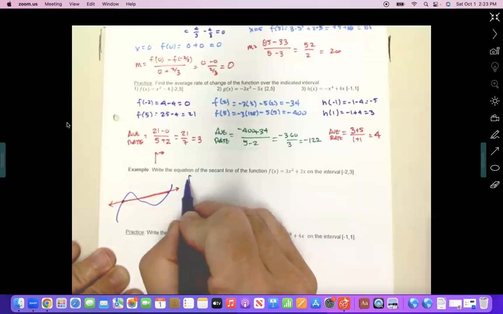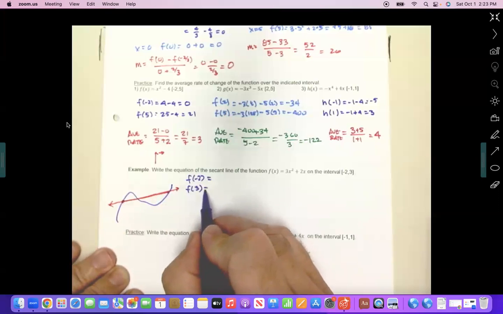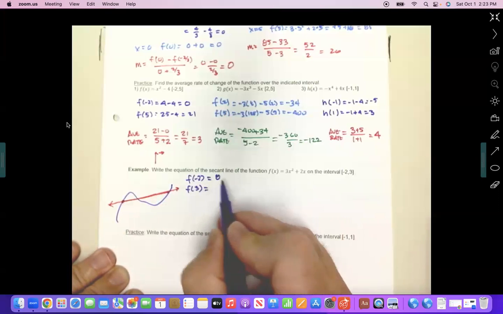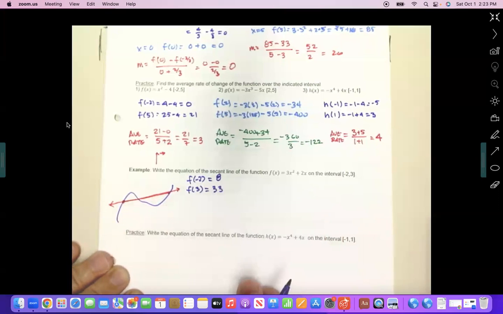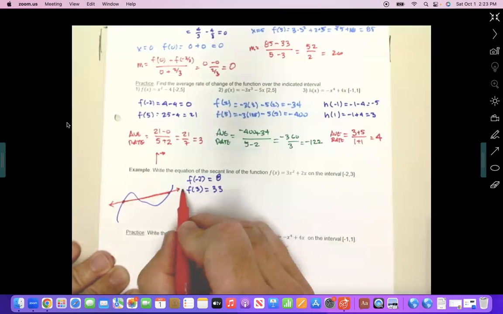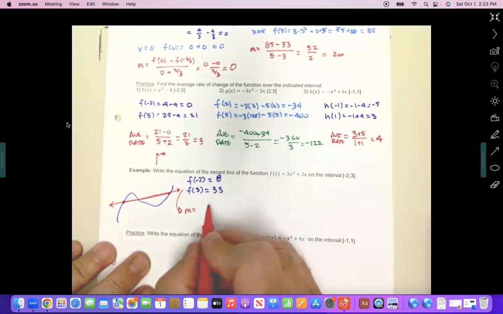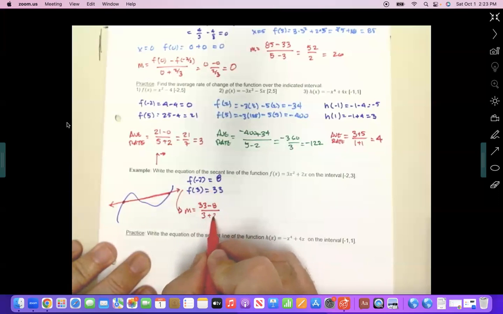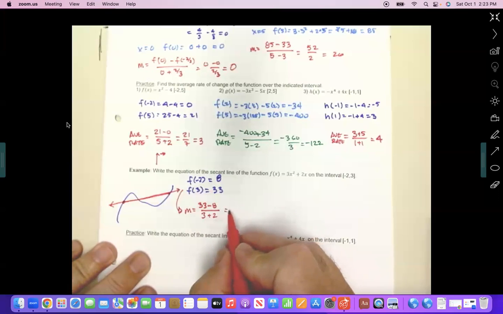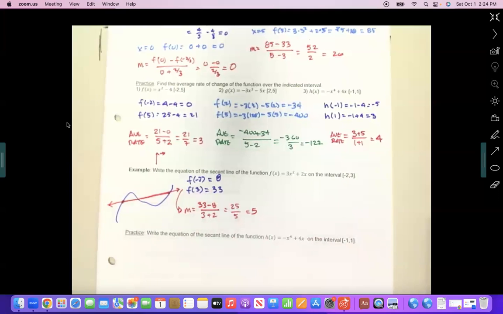So first of all, we're going to evaluate the function at negative 2 and at 3. Negative 2, when we substitute this in, will give us 8. And 3 will give us a value of 33. From here, we'll use that to find our average rate of change, or slope of the secant line, which will be 33 minus 8 divided by 3 minus negative 2. 33 minus 8 is 25. 3 plus 2 is 5. 25 divided by 5 gives us 5 for our slope.